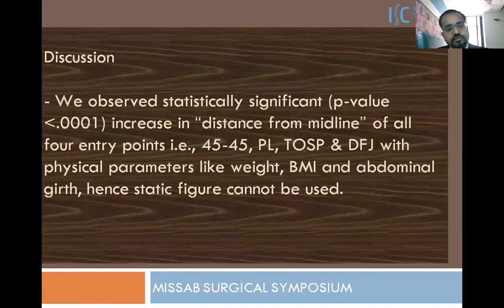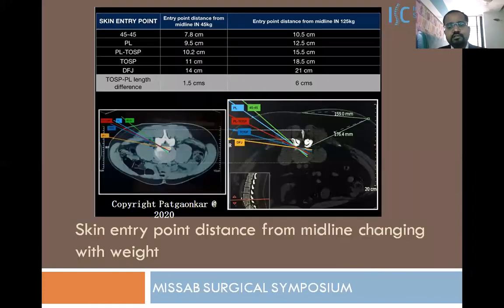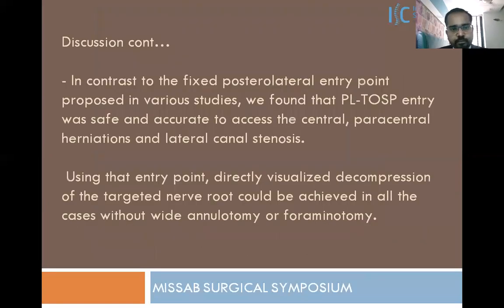The point to be discussed here is the statistically significant increase in distance from midline of all 4 entry points with physical parameters. Hence, one static figure of an entry point for all the patients cannot be used. This figure demonstrates the skin entry point distance from midline changing with weight. At the top, in a 45 kg male patient, the posterolateral entry point is 9.5 centimeters, whereas in a 125 kg patient it is 12.5 centimeters. The TOSP entry point in a 45 kg patient is 11 centimeters, whereas in a 125 kg patient it goes up to 18.5 centimeters. So there is a significant difference of entry point distance changing with weight.